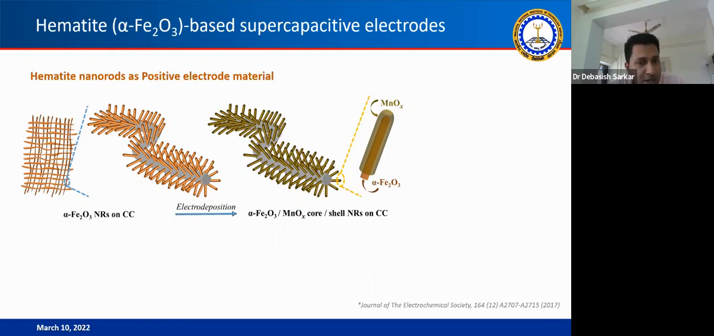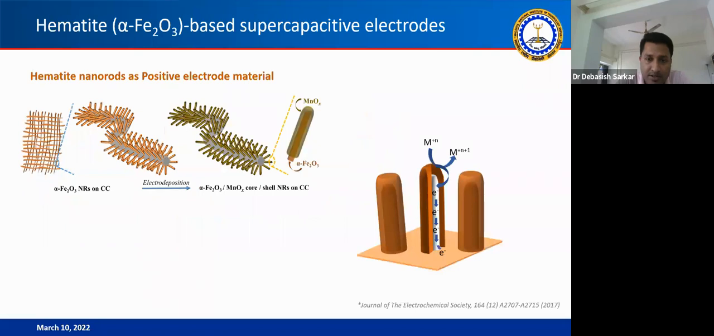So this is some kind of electrodeposition of manganese oxide onto iron oxide nanorods fabricated on carbon cloth. So this is a core shell structure, where iron oxide is the core and manganese oxide is the shell. Okay, so the idea of this core shell structure is like that. Iron oxide has the electronic conductivity which is higher than manganese oxide.